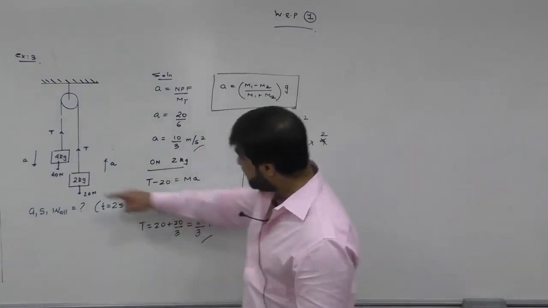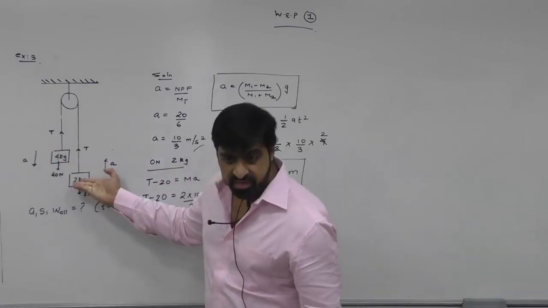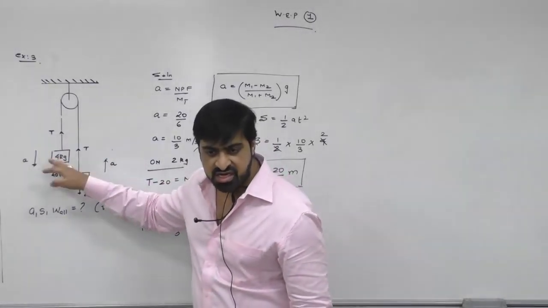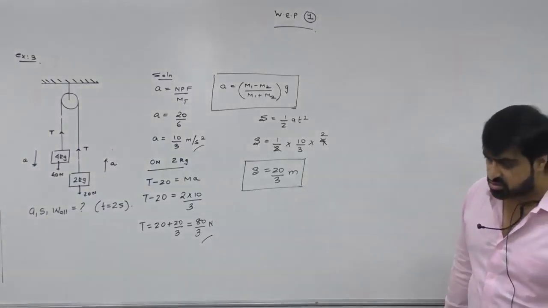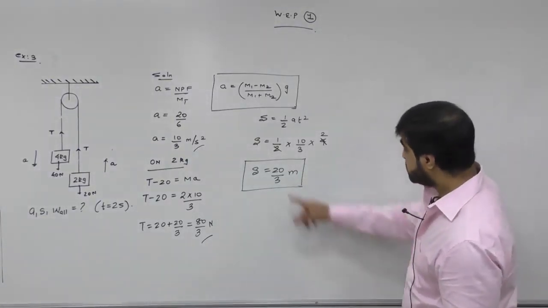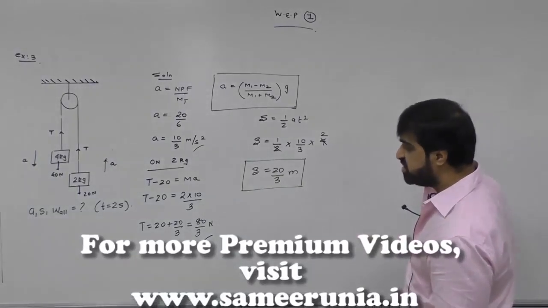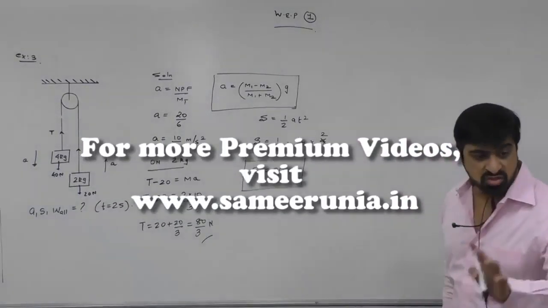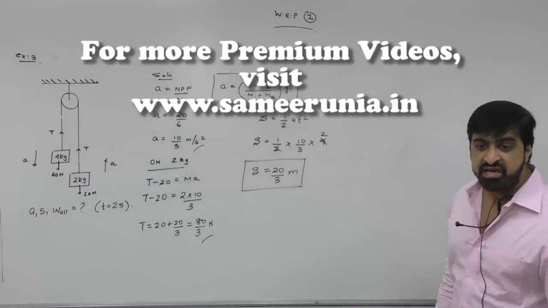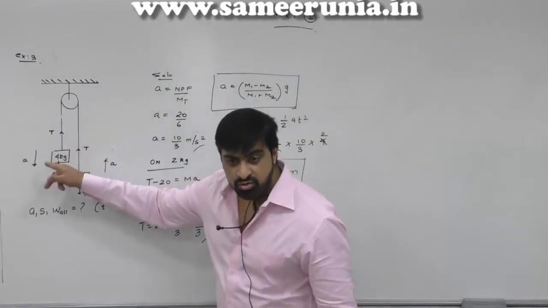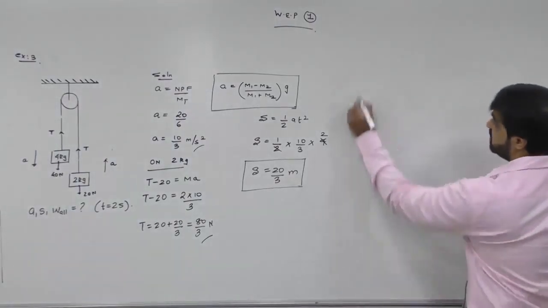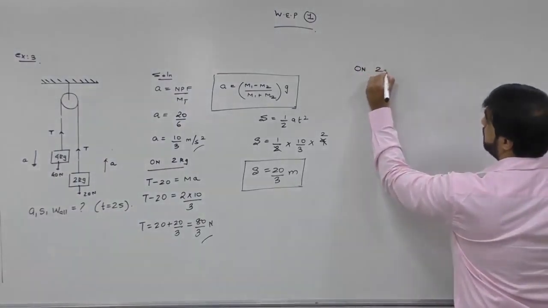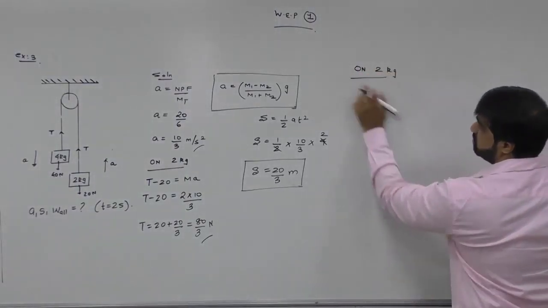So this is going 20 by 3 meters down and this is going 20 by 3 meters up because it is an inextensible string. Inextensible means it cannot stretch. This is S. Lastly, we need to find work done by all forces. Now, individually on 2 and individually on 4, there are two forces you can see. So suppose on 2 kg, how many forces are there, beta?